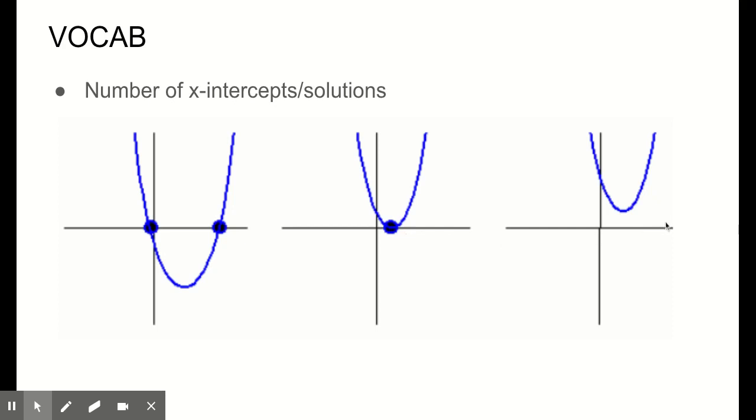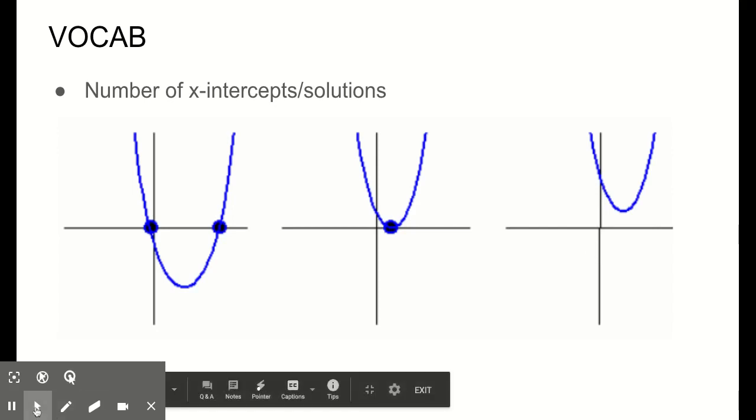And in the case where our graph does not intersect the x-axis, this is where we will have two imaginary solutions when we solve our work analytically. So again, when we solve and we get those imaginary number solutions, that means our graph does not intersect the x-axis. So let's take a look at our guided practice problems.